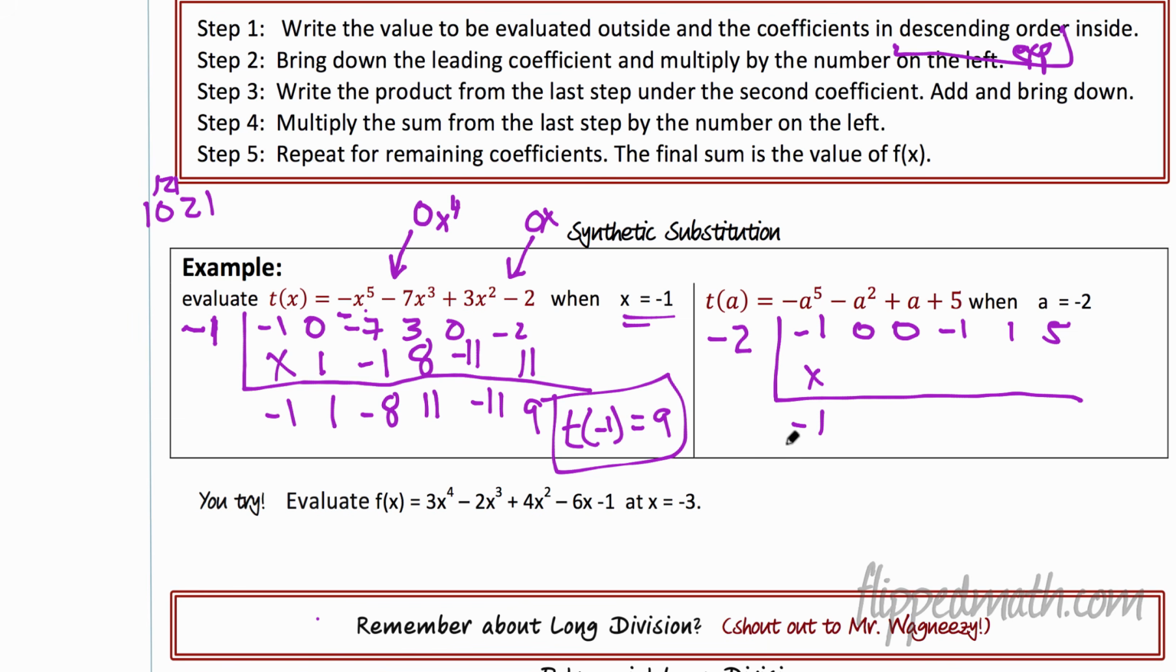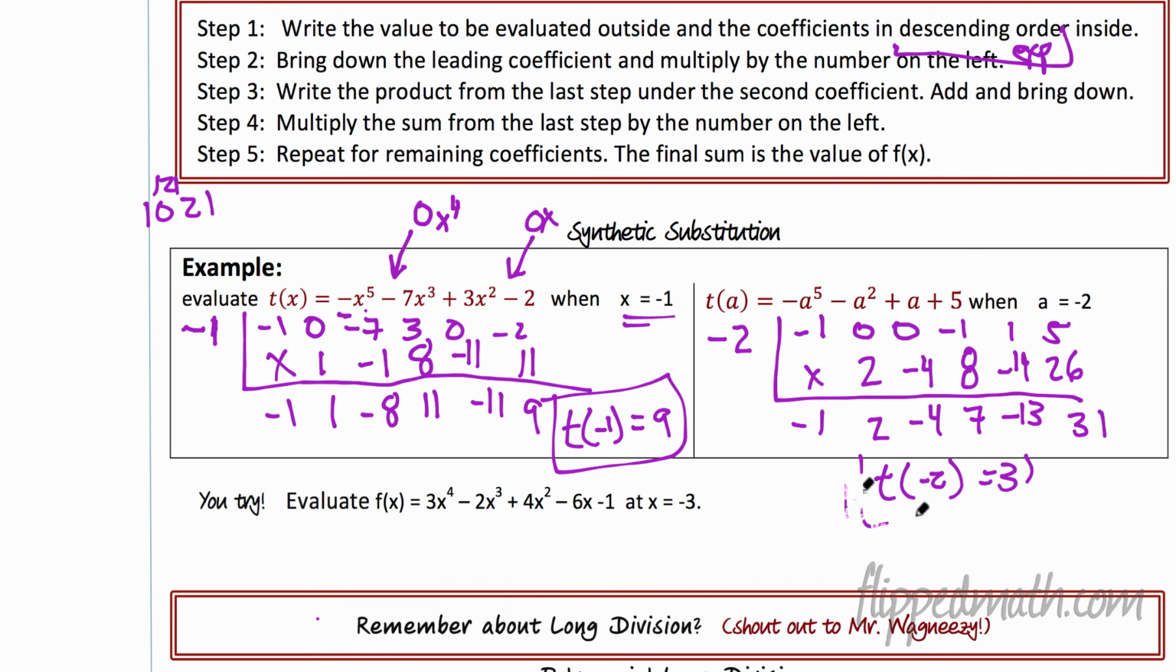Here we go. Multiply and add. -2 times -1 is a +2. Now we add. Now we multiply. Now we add, going down. So that's going to give us a -4. Now we multiply. That's going to give us a +8. Now we add. That's a 7. Now we multiply. -14. Now we add. That's -13. Now we multiply. 26. Now we add. 31. So we get t of -2 is going to equal 31.